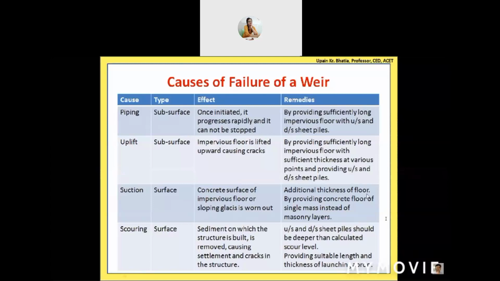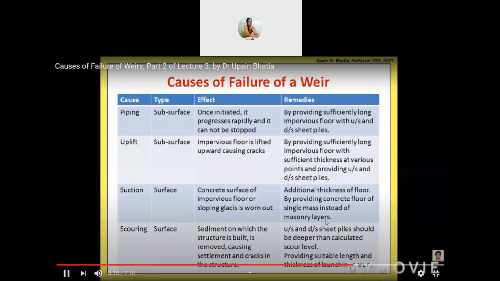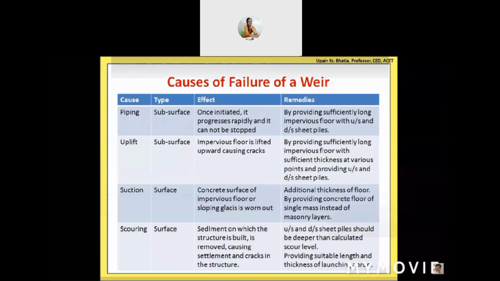Okay, how to prevent it? Additional thickness of the floor is provided. Whatever the design thickness is, we have to provide more thickness than that so that some wearing out of the surface can be accommodated. Safety can also be provided by a concrete floor of single mass instead of masonry layers. If the floor is provided in the form of masonry layers, the different layers have different strength, which will not be uniform throughout, so different layers can be removed easily. Friction will be more effective, so the floor will be damaged very soon. So instead of masonry layers, we can provide a single concrete floor as a single mass. These are the remedies for preventing failure due to suction.